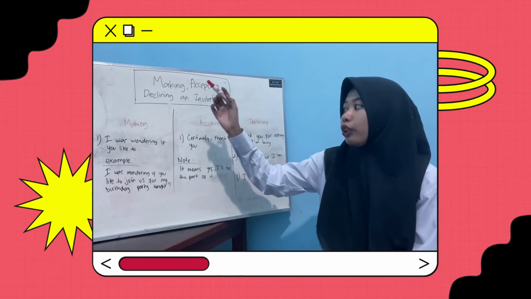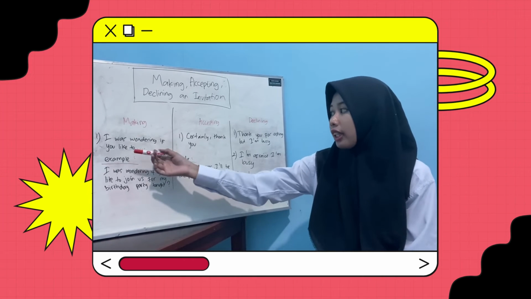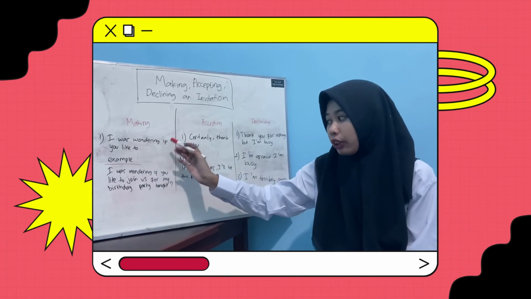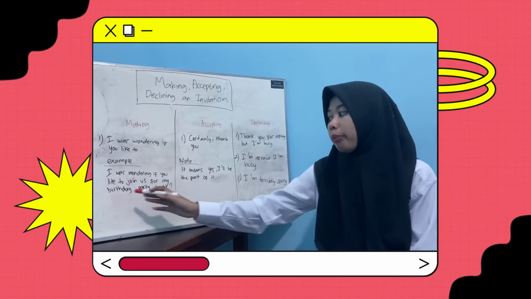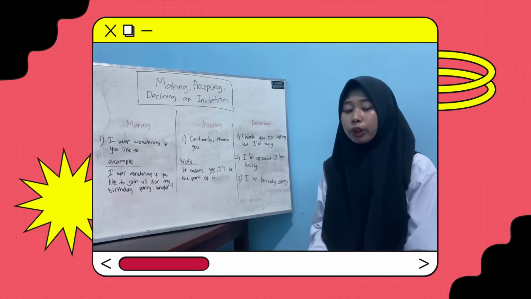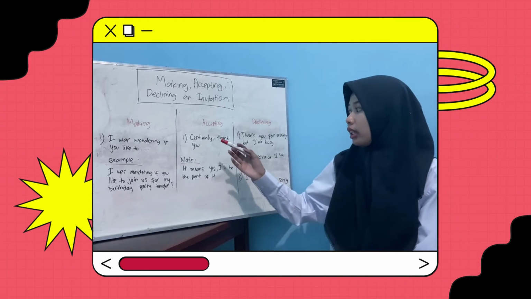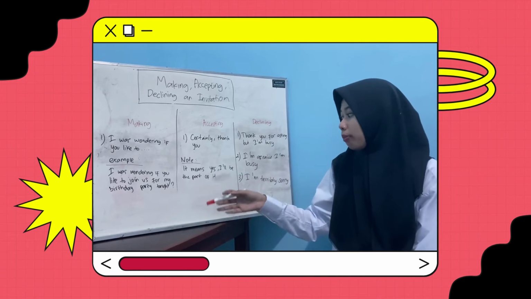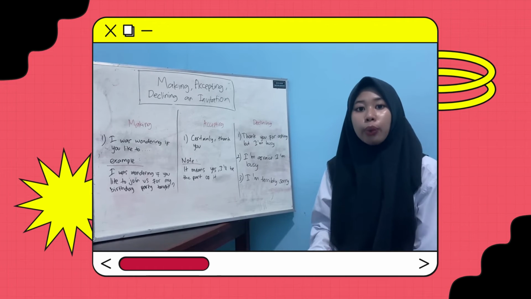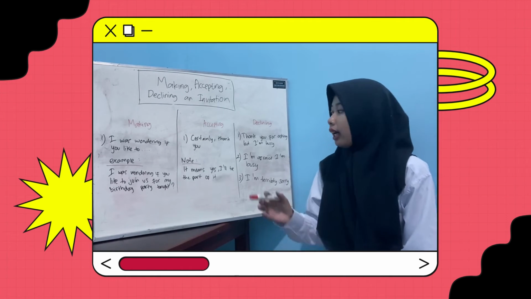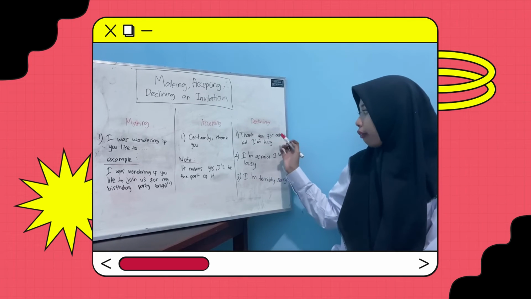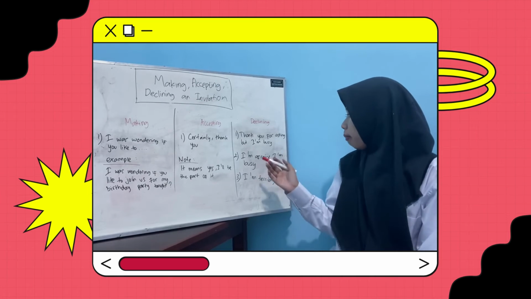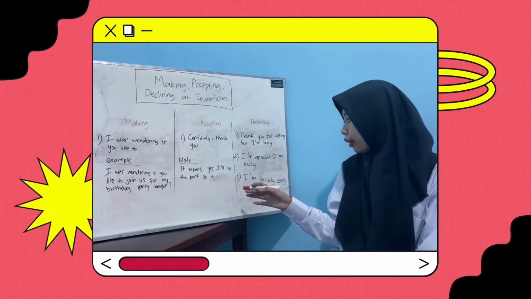Next, when you want to make an invitation, you can say, I was wondering if you'd like to. For example, I was wondering if you'd like to join us for my birthday party tonight. And when you want to accept this invitation, you can say, certainly, thank you. So it means that yes, you will be part of that party. And when you want to decline that invitation, you can say, thank you for asking, but I'm busy. Or maybe, I'm afraid I'm busy. Or you can say, I'm terribly sorry.